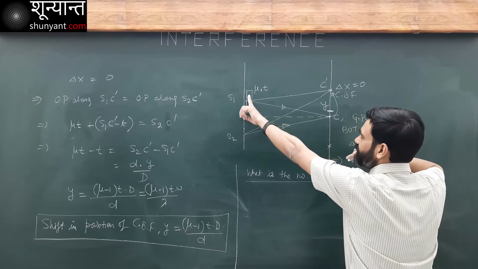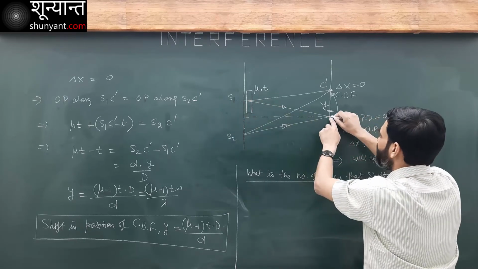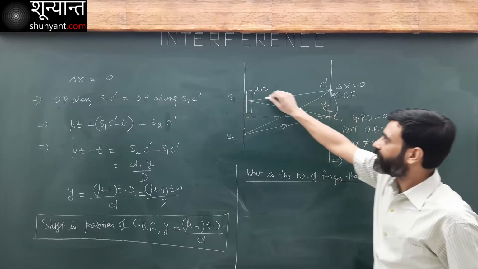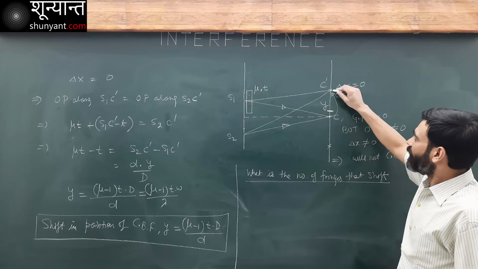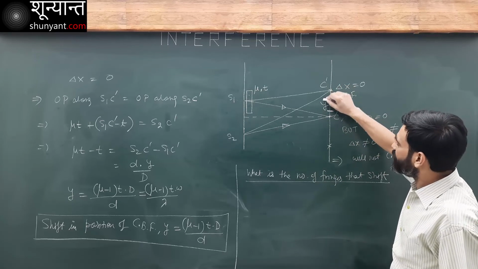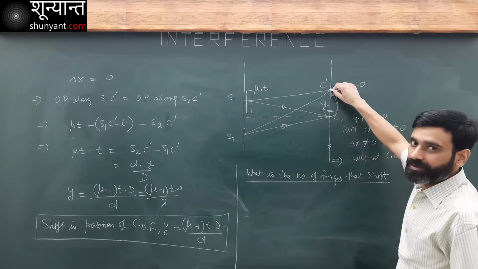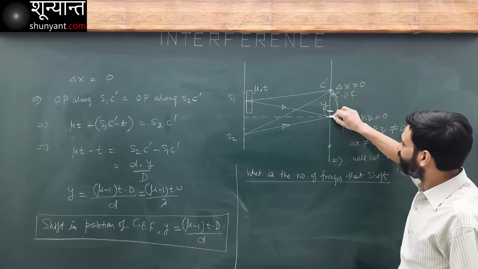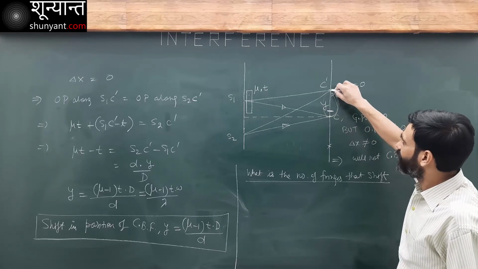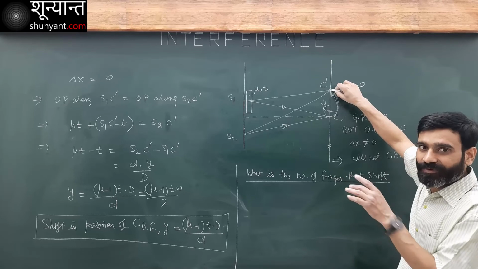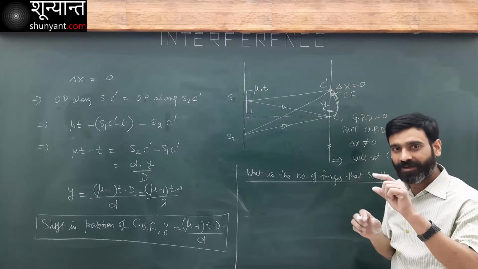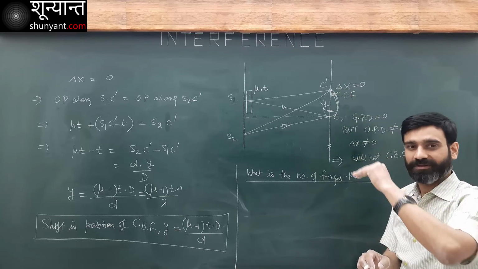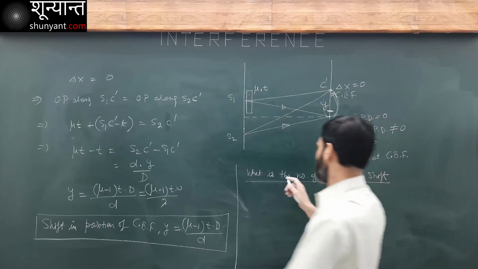If I do not have this sheet here, central bright fringe is here. The moment I paste this sheet, everything is going to shift up. So whatever fringes were present in this region, because central bright fringe is shifting from here to here, the whole pattern is shifting up. So that many number of fringes are going to shift up. So what is the number?